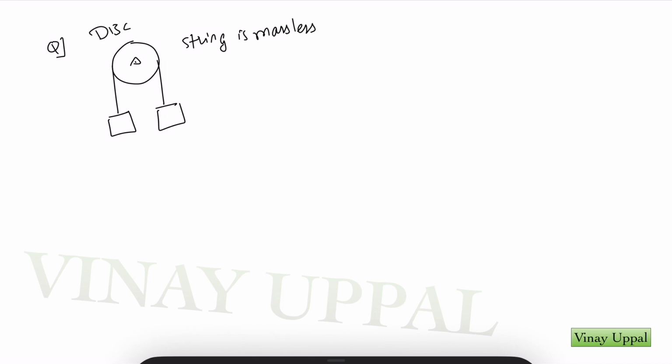So I'm going to take a disc hinged at its center with two blocks hanging and a string going around the pulley. The string is going to be assumed to be massless, but the disc has mass, let's say mass m, and the blocks have mass m1 and m2. Let's say m2 is greater than m1, and therefore the angular acceleration of the disc is going to be in the clockwise direction. And the question is asking us to find the angular acceleration of the disc.